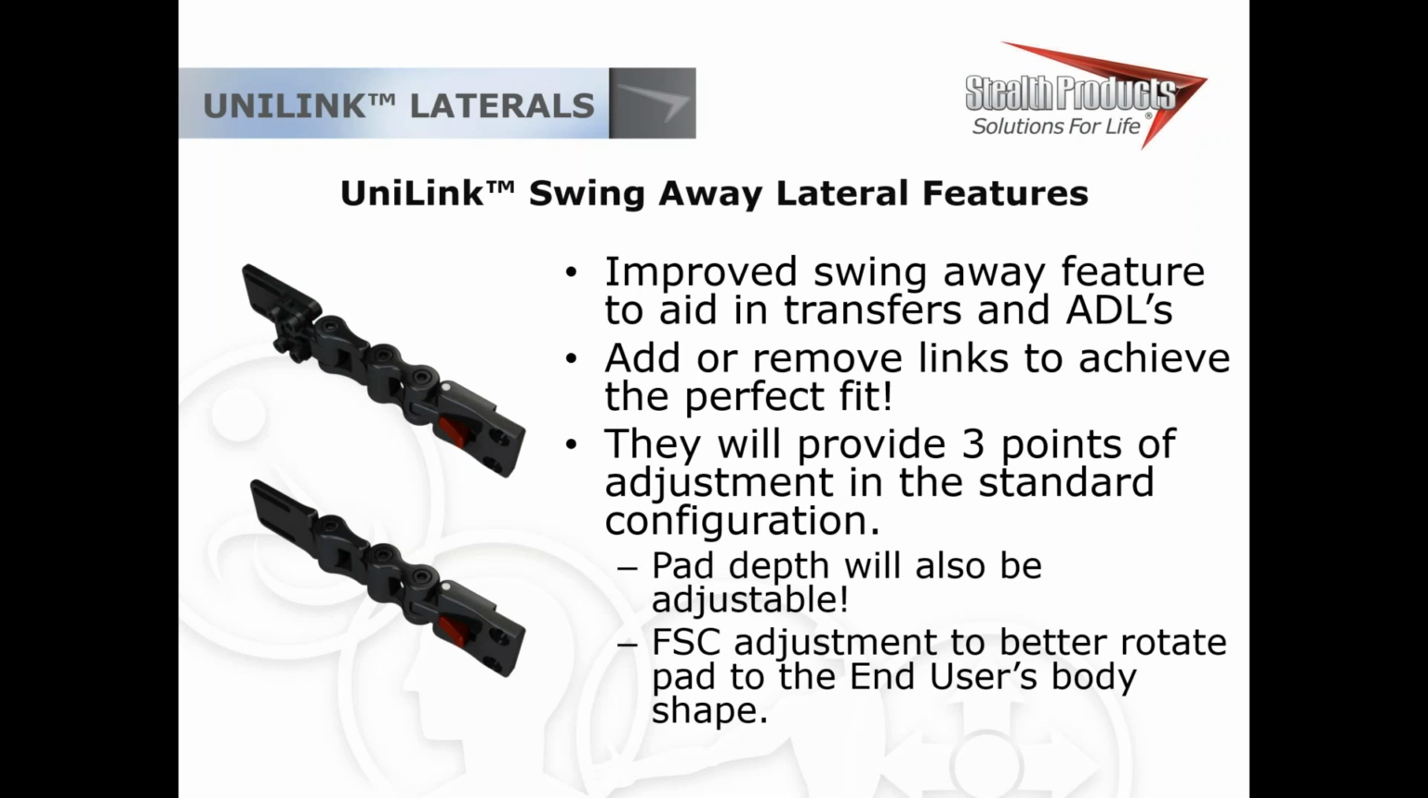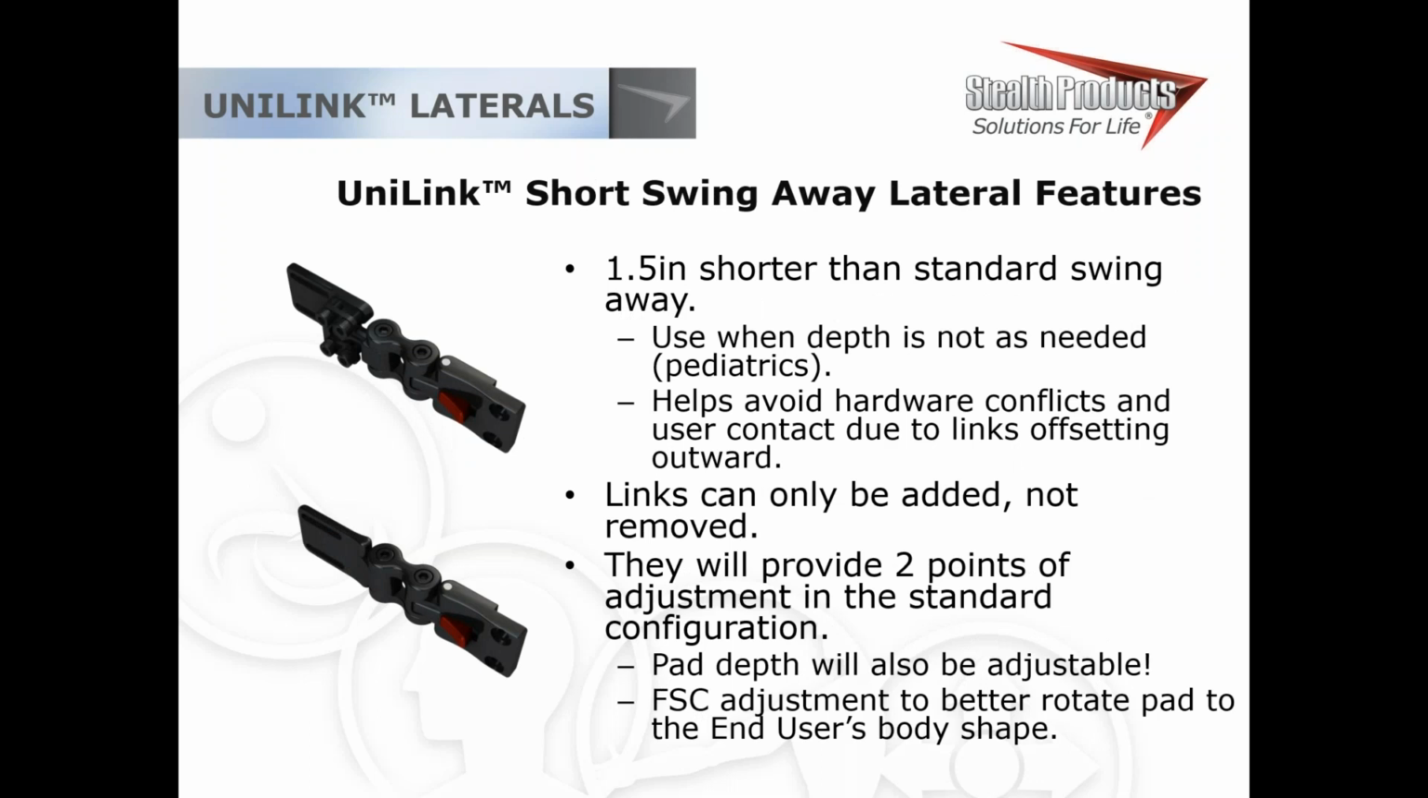The sizes of this version and our shorter versions match up to our TWB laterals. So your short and your long TWB stuff, this is the same length as previously. Our short versions, same thing, 1.5 inches shorter than your standard. This is great when your depth is not as needed, so pediatrics or somebody with a super thin profile back, things like that. You don't have the hardware conflicts, having to push links out to get it so short. In this case though, this is as short as they come. You cannot make them any shorter.